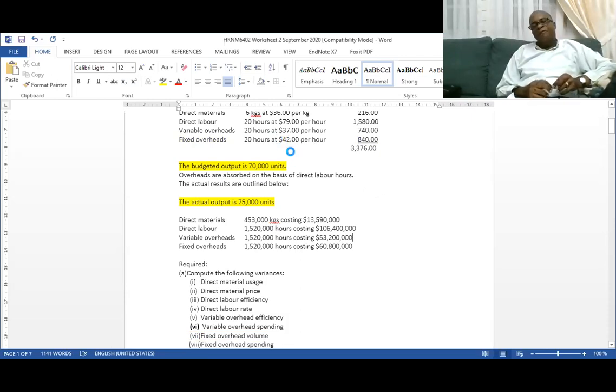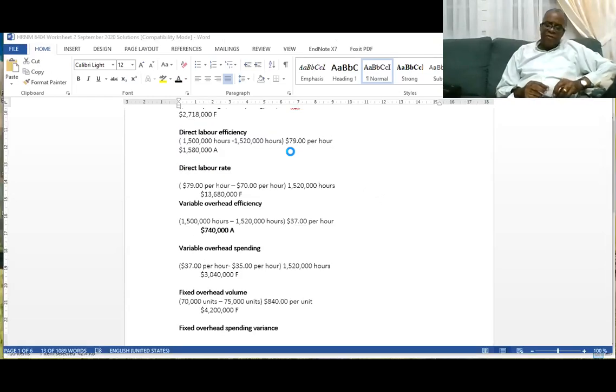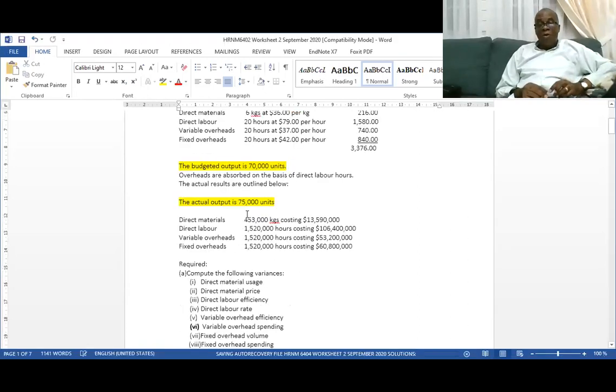By 840. But why not 42? Why not 42? Because it's $840 per unit. That's right, and we have units in the bracket. And you're using units, yes. That's right. Now, if we had hours in the bracket, then we would multiply by hours. But we don't have hours in the bracket, so we cannot multiply by that.